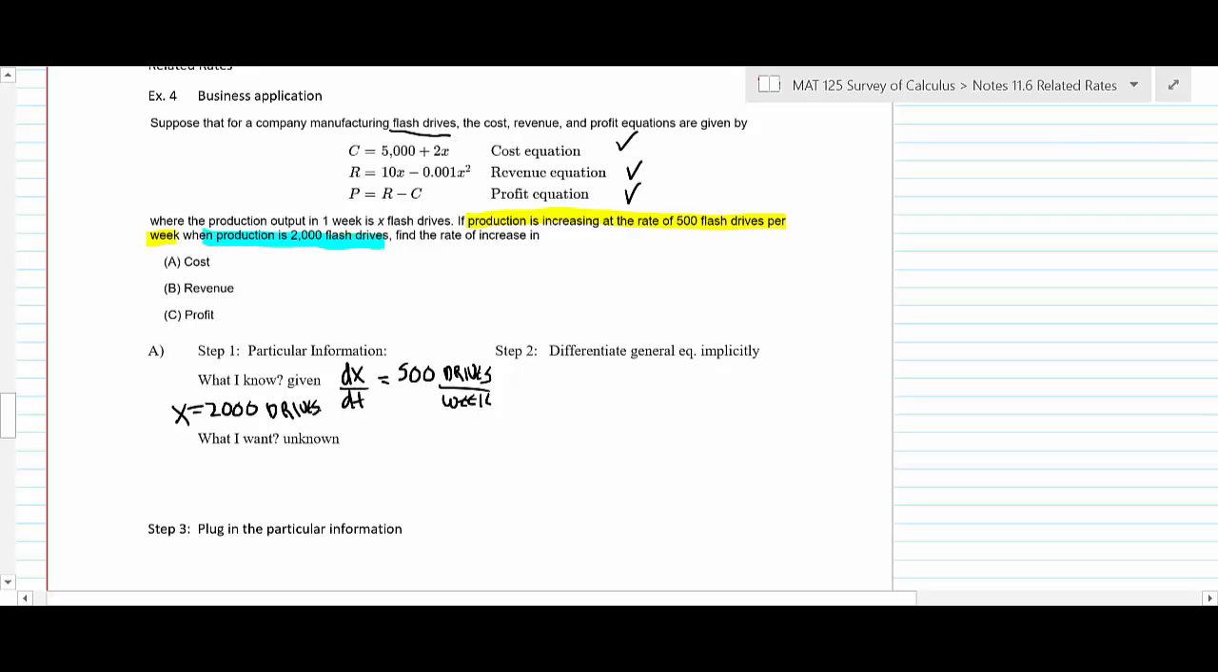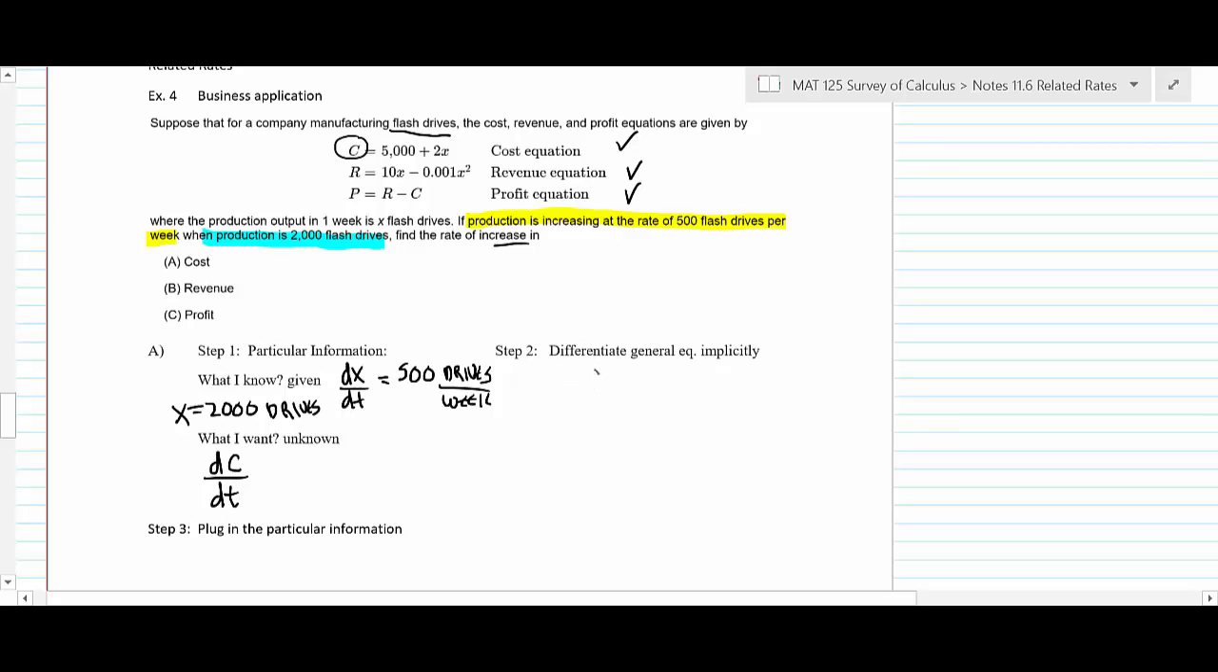Okay, you have that. Now, what are you trying to find on this? You're trying to find a rate of increase. How are you going to write the rate of increase for cost? dC over dt. There you go. Good. That's the whole key. dC over dt. That's what you want to find. So know what you're given, know what you're trying to find. Now the nice thing on this is you're given the equation.